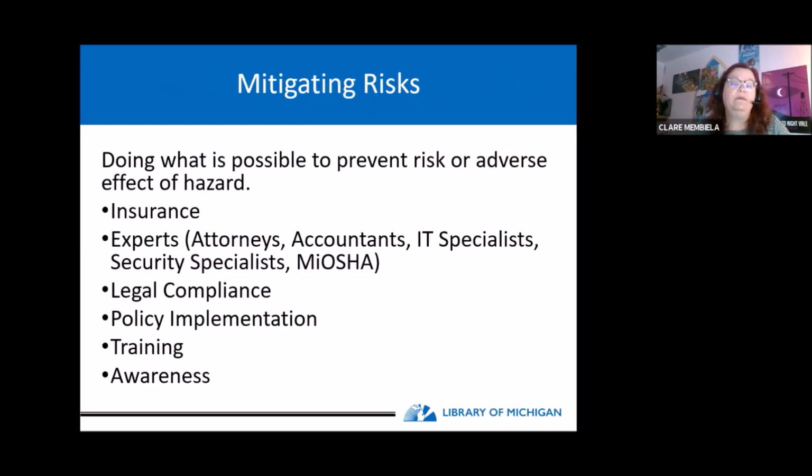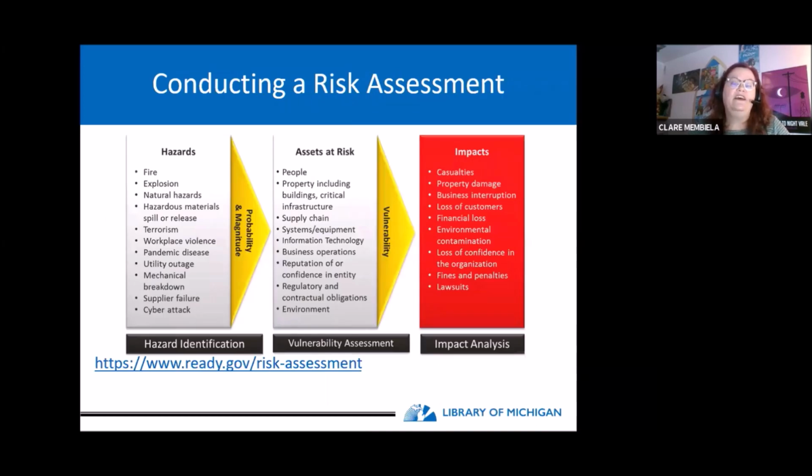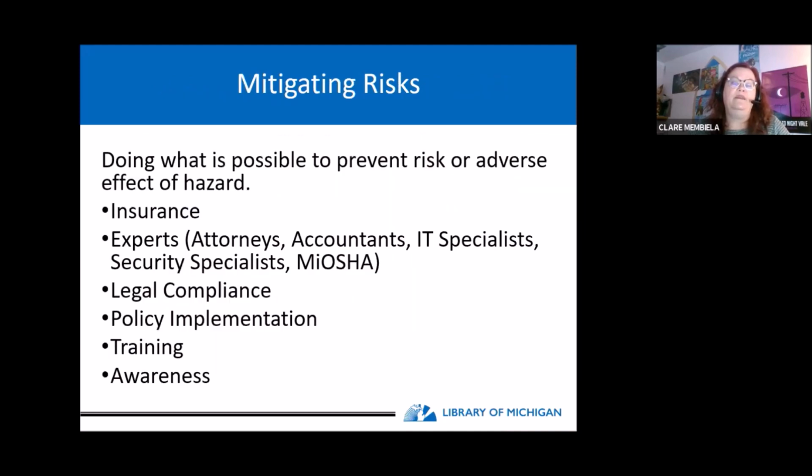So let's talk a minute about mitigating risk. As I mentioned, if you look at this graphic, there are three blocks here. So the 4th block would be the mitigation block, right? And mitigation essentially means you do what's possible to prevent the risk or prevent the adverse effect of the risk. You can't prevent a hurricane, right? But there are steps you can take to mitigate the damage a hurricane might cause, right?